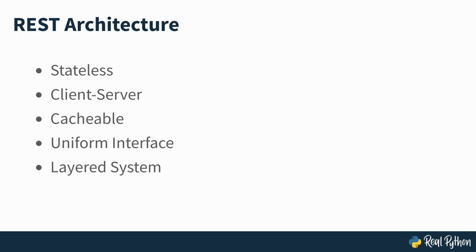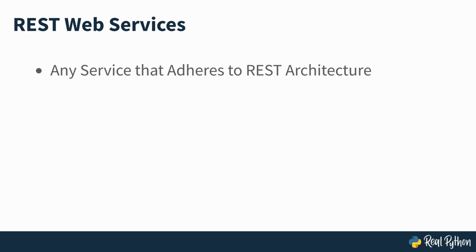Layered system. The client may access the resources on the server indirectly through other layers such as a proxy or load balancer. Code on demand. The server may transfer code to the client that it can run, such as JavaScript for a single-page application. Note, REST is not a specification, but a set of guidelines on how to architect a network-connected software system. A REST web service is any web service that adheres to REST architecture constraints.